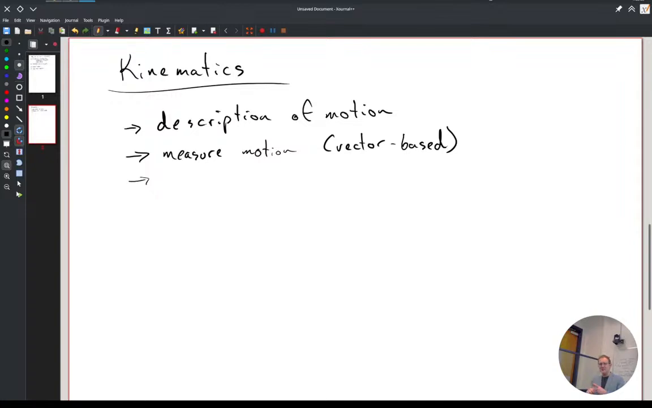So description of motion, measuring motion. You could say you're measuring a vector of motion or describing vectors. So what is this?